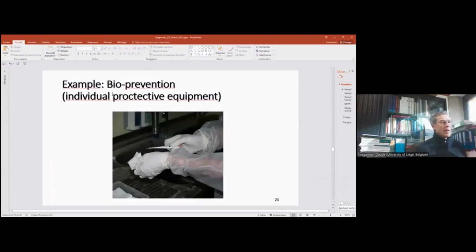And just as an example of the 5B, I name bioprevention because it's zoonosis. For example, we need to use individual protective equipment like this for your hand. Also, if you have a thermometer, it's very important to clean and disinfect this thermometer because you pass from one animal to the other animal.